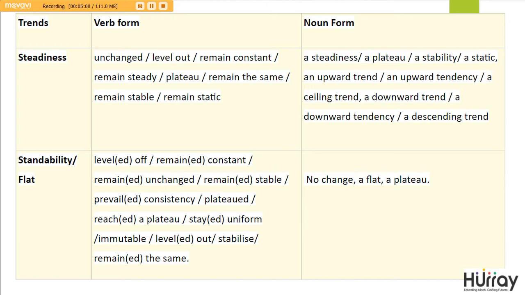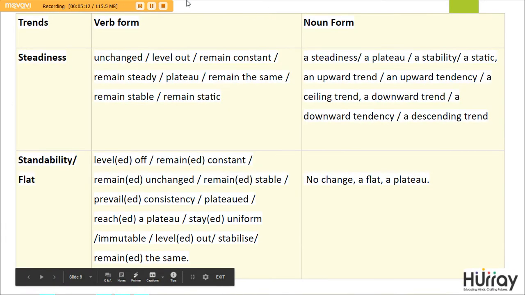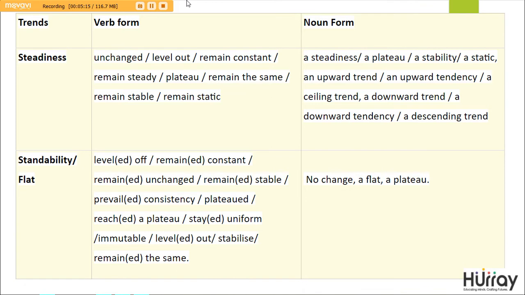Now, to show steadiness in a particular graph or an image, you could use the verb form: unchanged, level out, remain constant, remain steady. When they're using the noun form, they could use a steadiness, a plateau, a stability, a static, an upward trend, etc. When describing stability or flat images or no change, you could say level or leveled off, remain or remained constant, unchanged, prevail or prevailed, consistency, etc. Noun form: no change, a flat, a plateau.